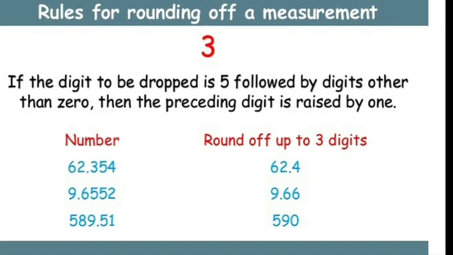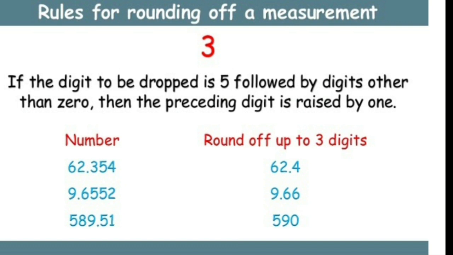Now coming to the third rule. If the digit to be dropped is 5 followed by digits other than 0, then the preceding digit is to be raised by 1. Okay. So here we have an example. With the example we'll explain. 62.354, and round off to 3 digits. After rounding we need only 3 digits.